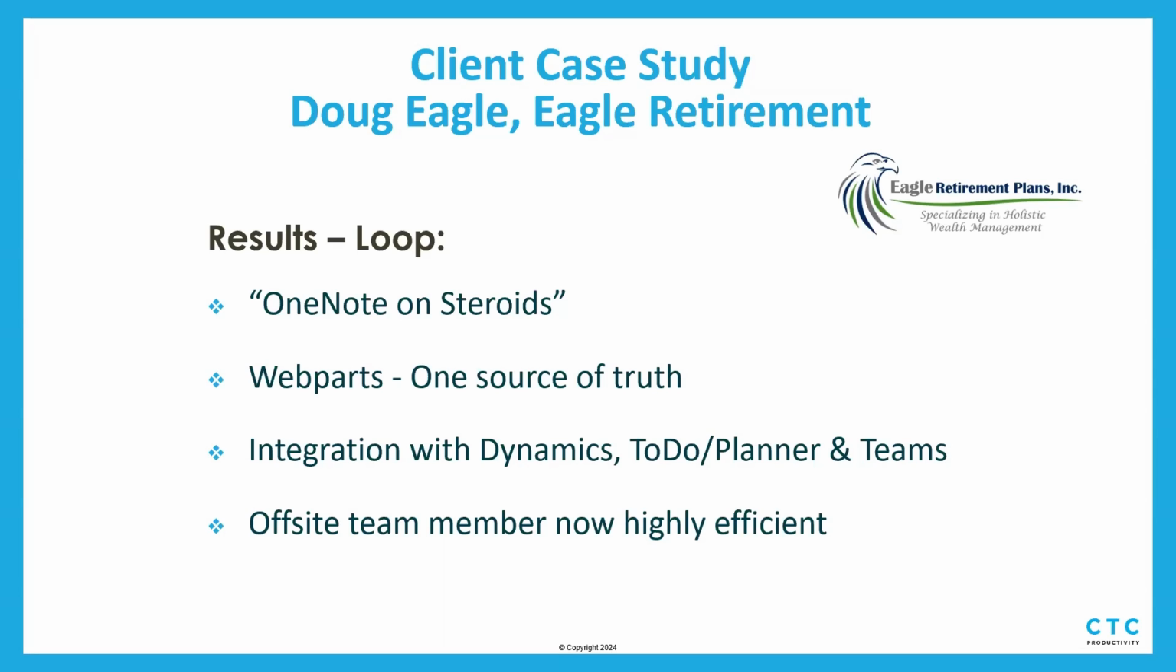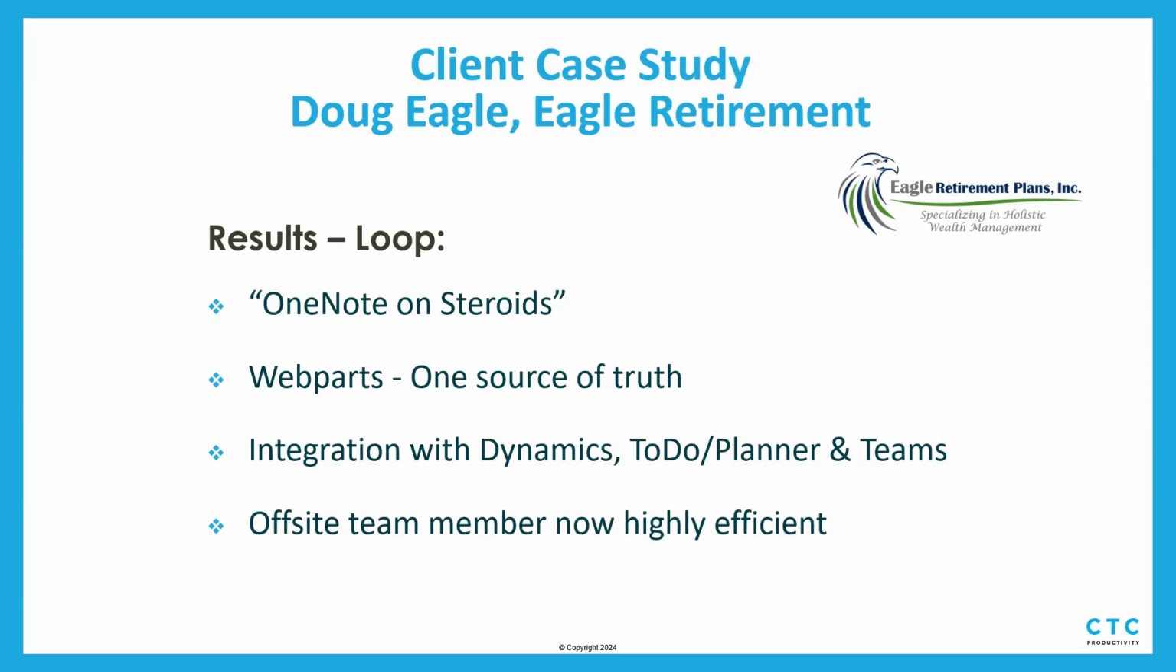You're kind of creating web parts. So it's static information that you're maintaining in one spot, but you're able to pull that into different applications within the 365 suite. So you've got that one source of truth that you're updating, but the information appears in all these different places. So we helped them understand how to use Loop, and then we integrated it into Dynamics, To Do, Planner, and Teams, so that information was current.